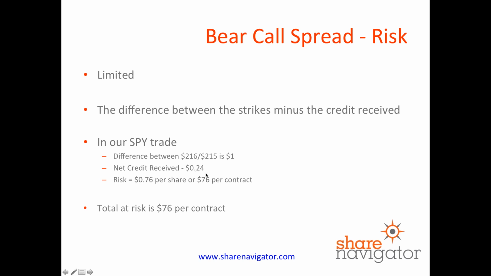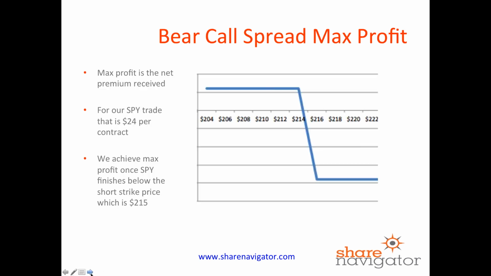We've received 24 cents in credit, so our total risk is 76 cents per share or $76 per contract. So the great news is that's all you can lose. Your risk is defined before you even place the trade. So what about the profit? Well, the max profit is basically the net credit you've received. So in this case with SPY, it was $24 per contract.